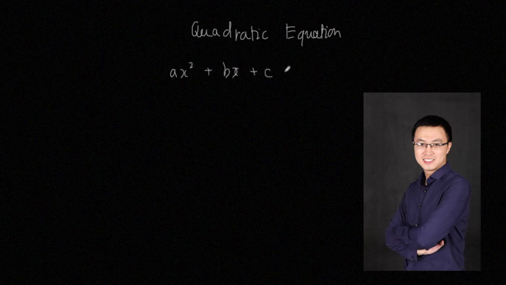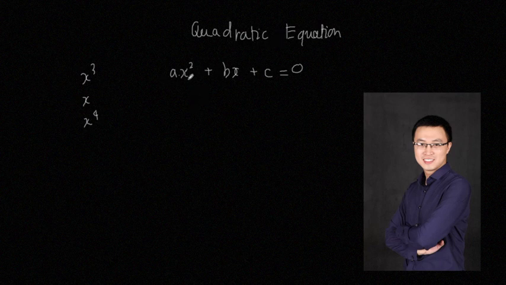Quadratic equation. The quadratic equation has the general form ax squared plus bx plus c, and we call it an equation because this side will be equal to 0 on the other side of the equation. We call it quadratic because the highest degree of the variable x is squared. It's not x or x cubed or x to the fourth, it is x squared, so we call it quadratic.